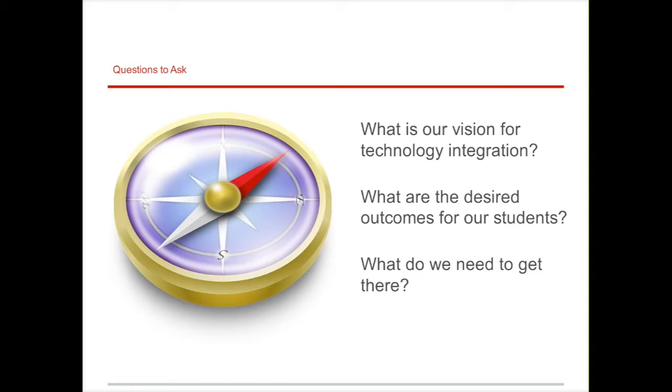So say some things like, if this, then this will happen. You know, if I do this, this will happen. If we provide professional development to teachers, then student engagement will improve. So put some conditions into place and make sure you ask the right questions and what the desired outcomes are for your students.